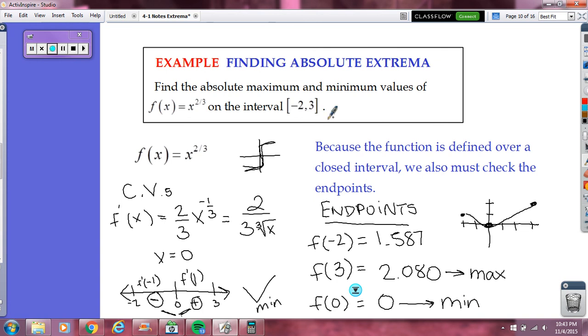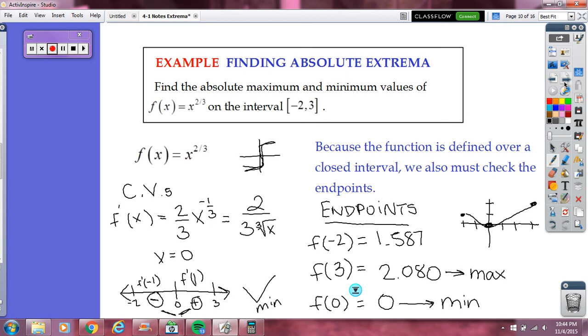So at this point, I've answered my question. I've found the absolute maximum. It occurs where? At 3. What is the maximum? 2.080. And I've also determined that the minimum is at 0, and the minimum value is 0.